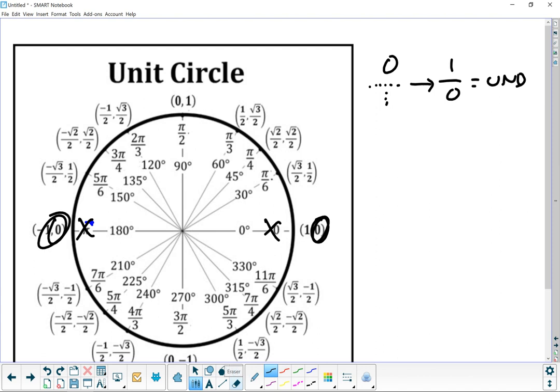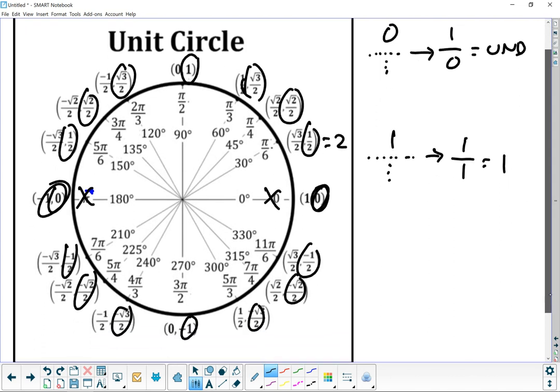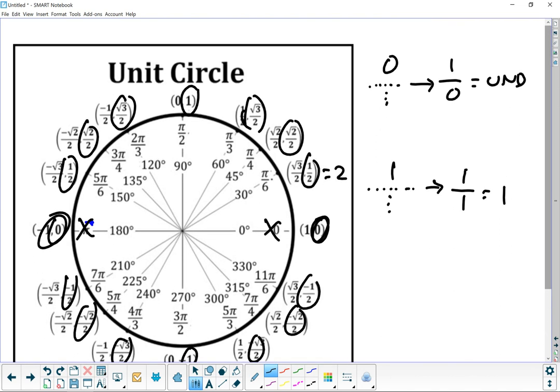Where else? Looking at all of these and you flip them, it doesn't matter which one you flip, but you will never get a 0. All of these will not give you zeros. This one, if you flip it, you get 2, so that's not a 0. 1, if you flip it, you get 1 over 1 still, which is 1. Same thing at the bottom: if you flip -1, you get -1. So there is no answer for that.